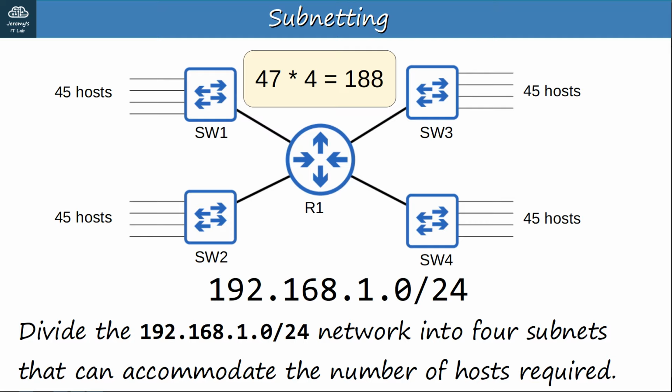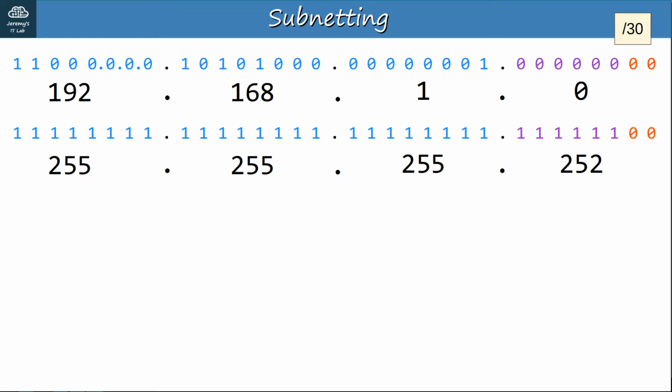192.168.1.0/24 is a Class C network, so there are 256 addresses. So we will be able to assign 4 subnets to accommodate all hosts, no problem. Okay, let's see how we can calculate the subnets we need to make. We need 4 equal-sized subnets with enough room for at least 45 hosts.